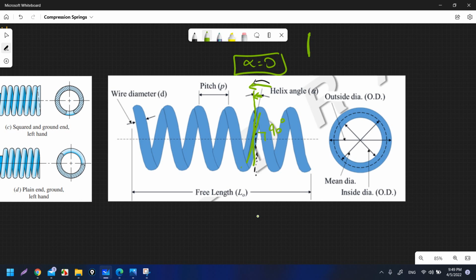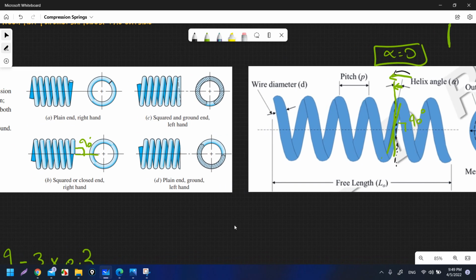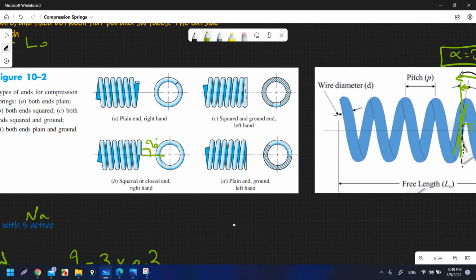I prefer to see the horizontal line, because with the horizontal line, for the squared end type the angle is 90. Yani if you see here, the angle with the horizontal line is 90. So this one is squared, okay. The plain, nothing, yani you don't have ground, you didn't cut the spring, and you didn't deform it to be like it is 90 degrees with the horizontal line, okay.